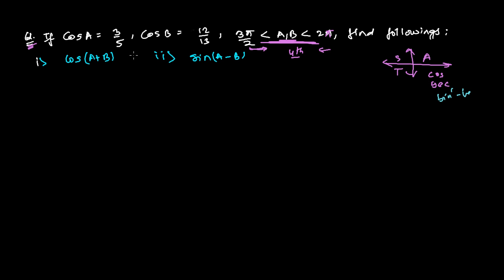We need to find out the cosine of A plus B and sine of A minus B. Here cosine will be positive but sine will be negative, right? So we need to first find out, here we have cosine of A and cosine of B, we need sine of A and sine of B also. So let's try to first find them out.